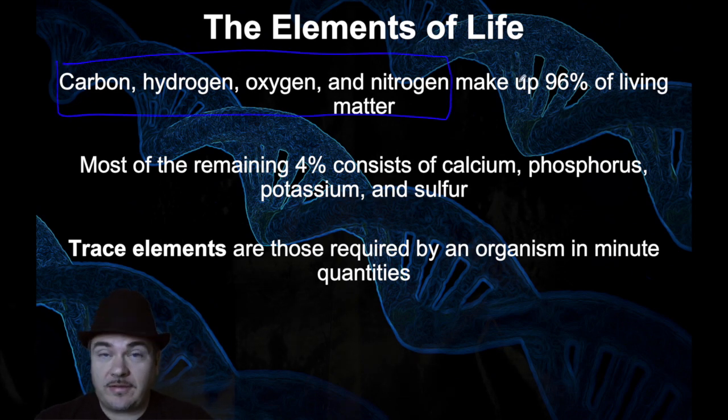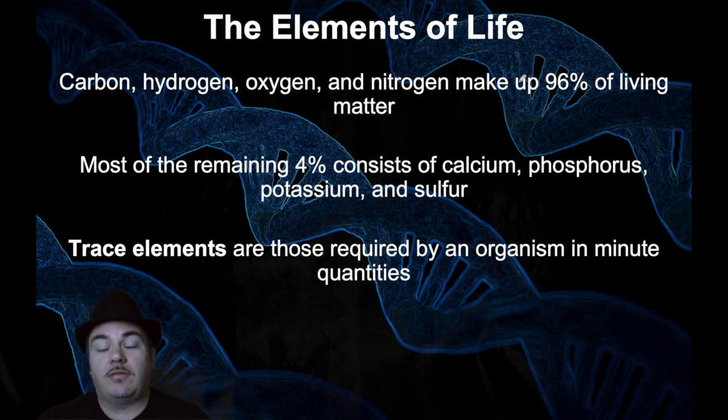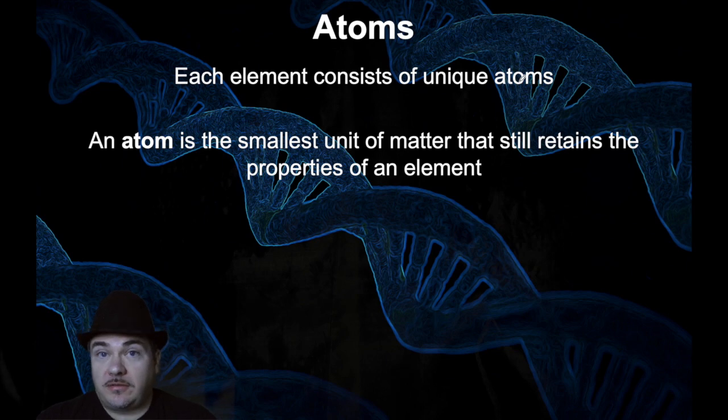If you want to learn all the details about all of the other elements, take chemistry, and they'll teach you details about those elements. So, there are different elements, like carbon is different from oxygen. Oxygen is different from hydrogen. Why are they different? Because each element consists of unique atoms. Well then what is an atom? An atom is the smallest unit of matter that still retains the properties of an element.